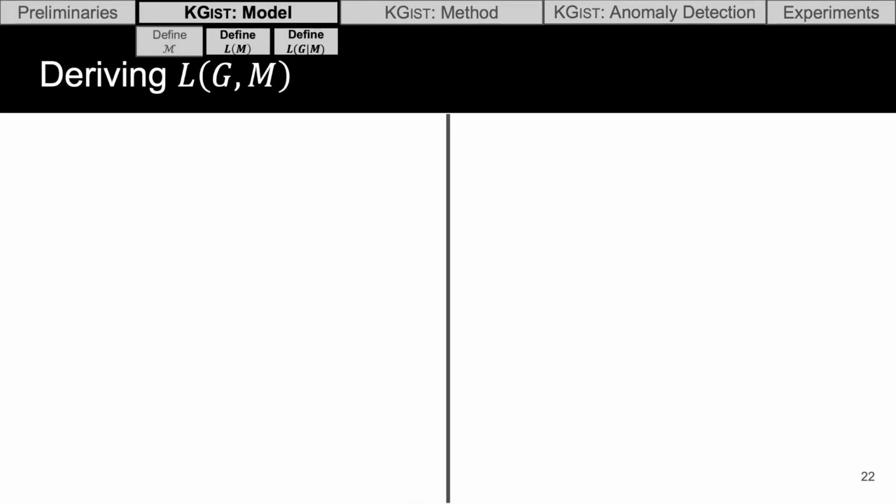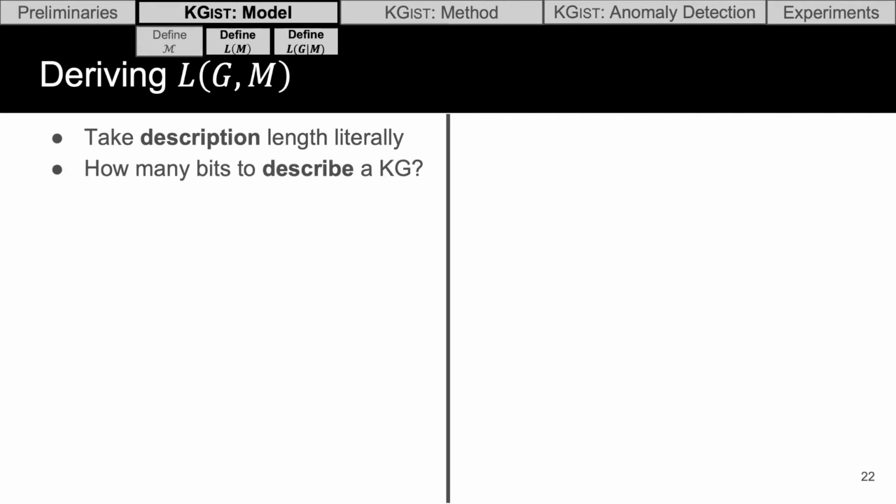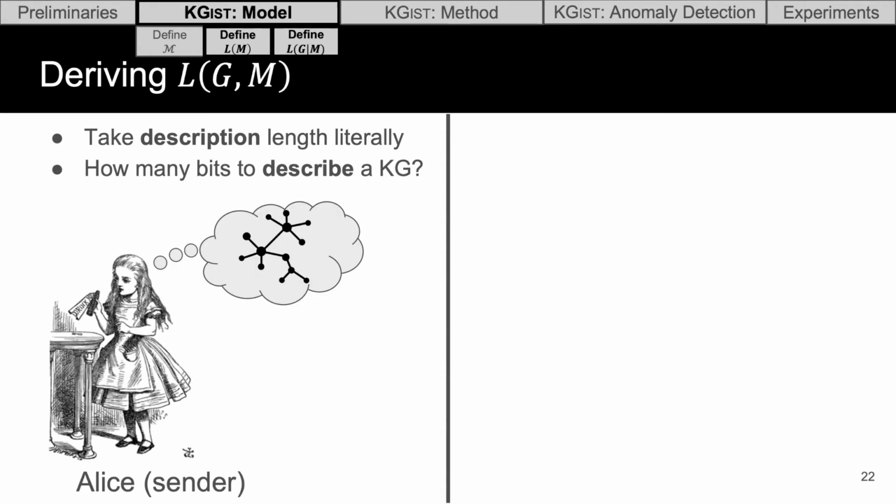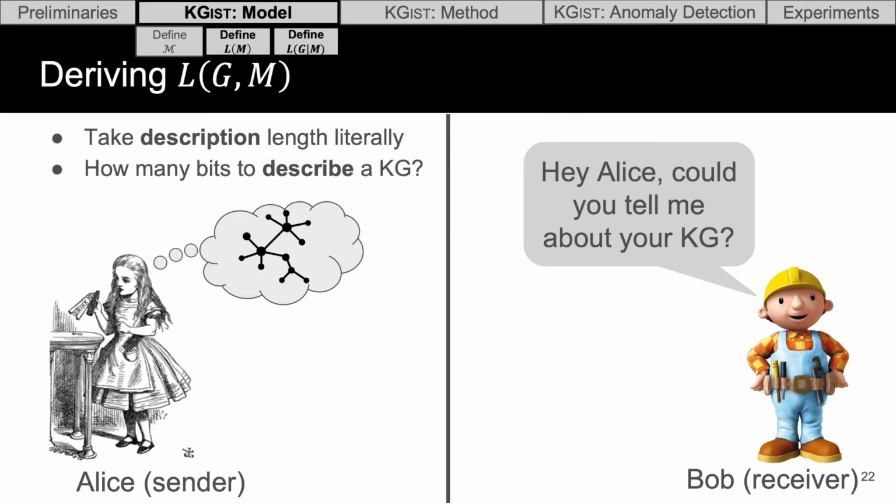The second step is to derive the description length. And to do so, we're going to take description quite literally and imagine that we are describing the knowledge graph to somebody else. So imagine that Alice has a knowledge graph and Bob would like to know about it. So Alice is going to describe the knowledge graph to Bob, and we'll use this scenario to think about what components Alice needs to describe to Bob in order for him to know about the knowledge graph.